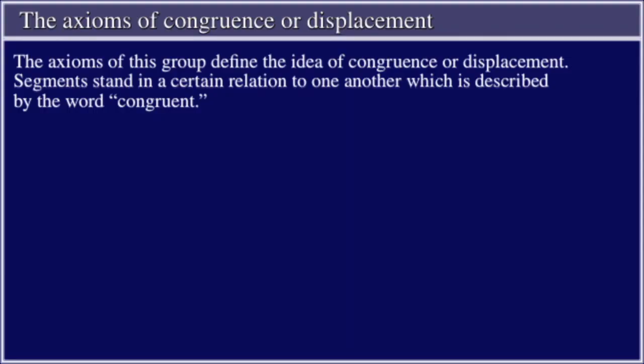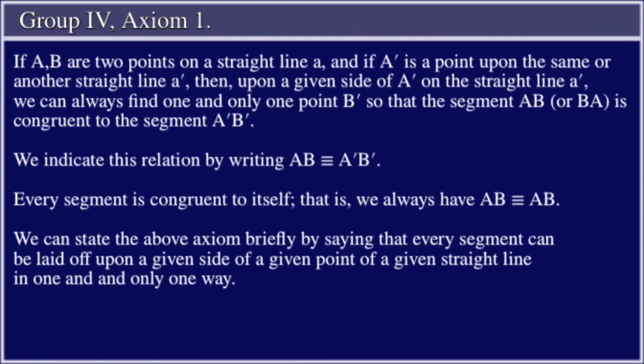The axioms of this group define the idea of congruence or displacement. Segments stand in a certain relation to one another, which is described by the word congruent. 4,1. If A and B are 2 points on a straight line a, and if A' is a point upon the same or another straight line a', then upon a given side of A' on the straight line a', we can always find one and only one point B', so that the segment AB, or BA, is congruent to the segment A'B'. We indicate this relation by writing AB ≡ A'B'.